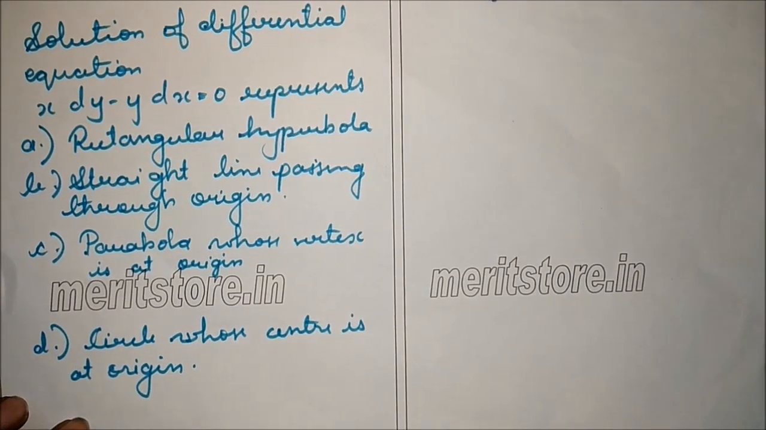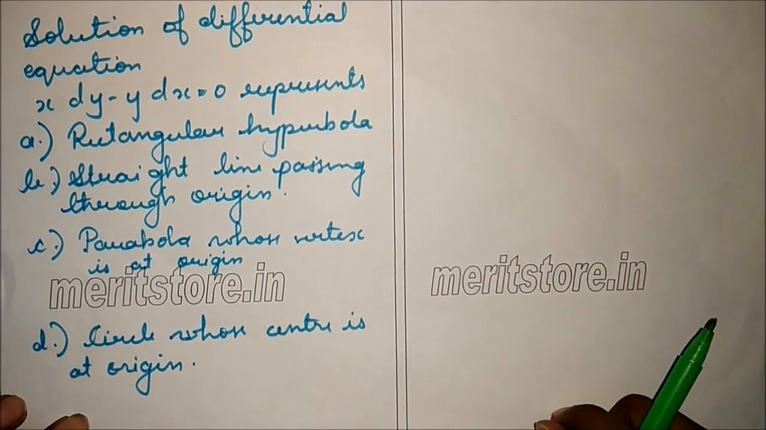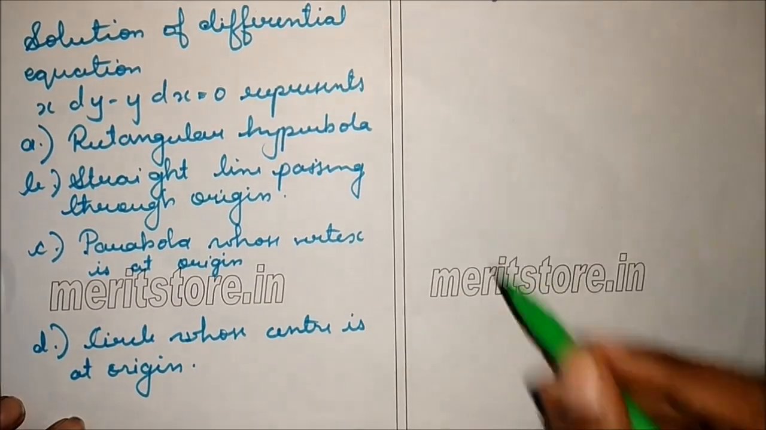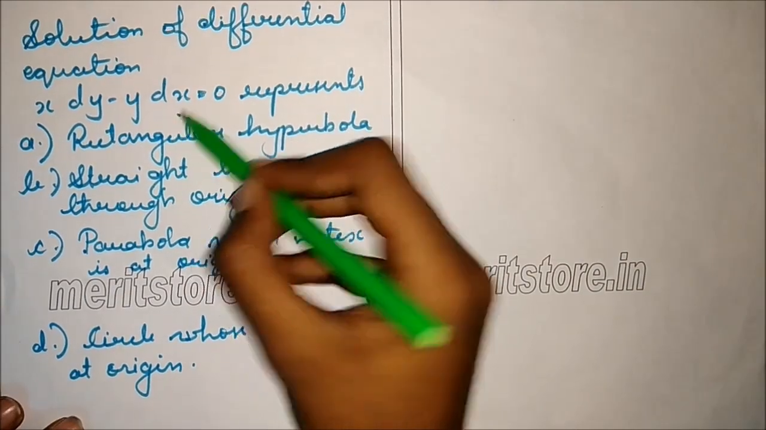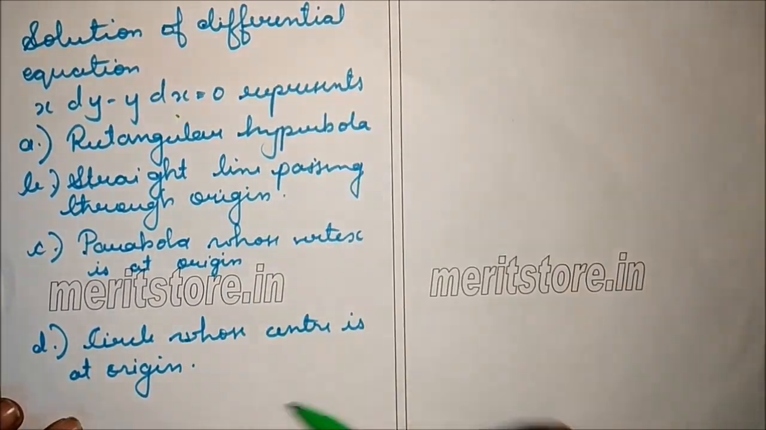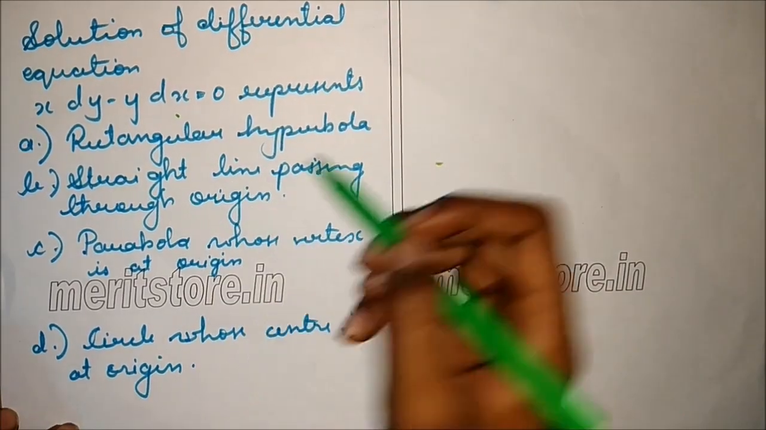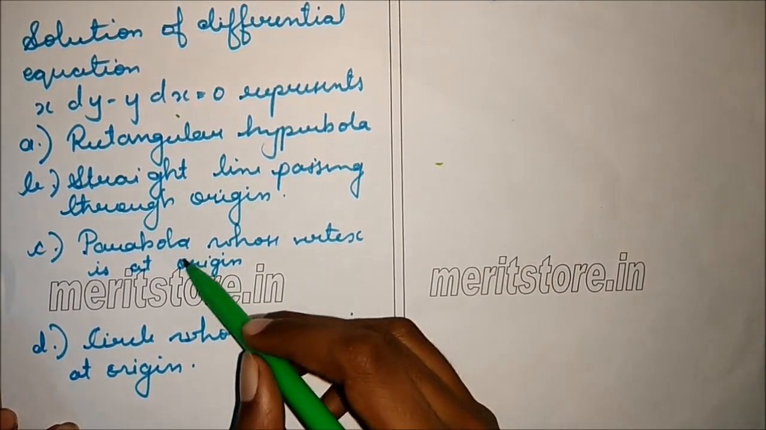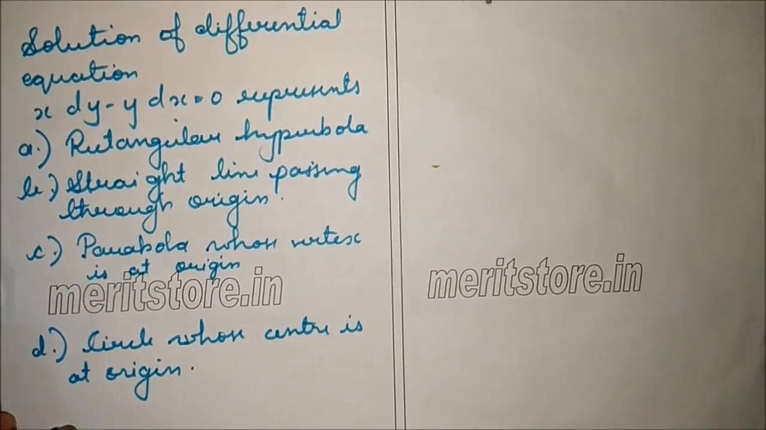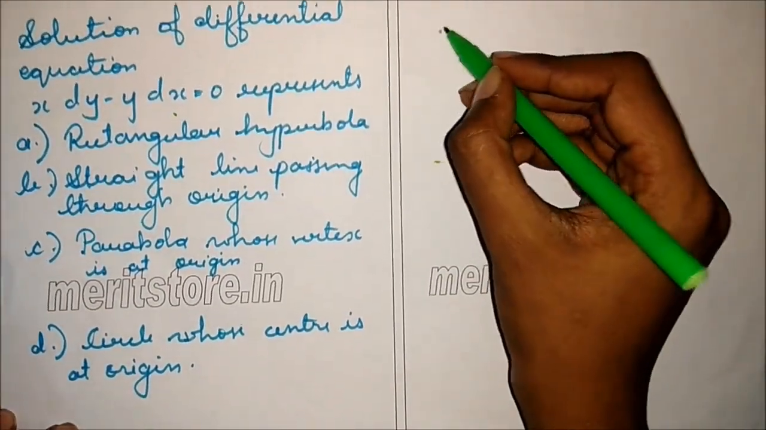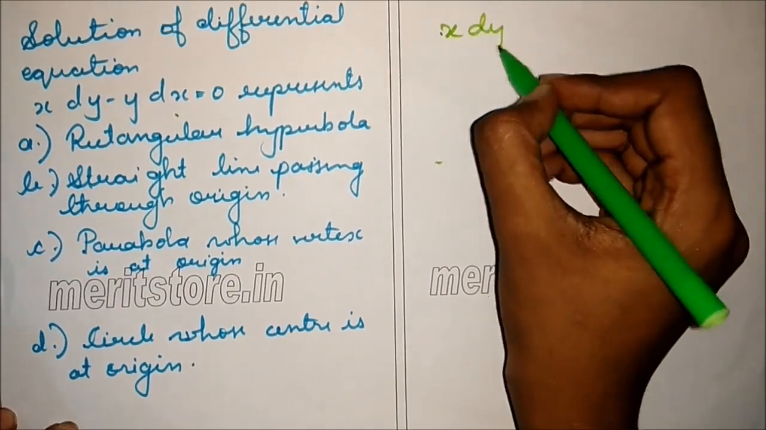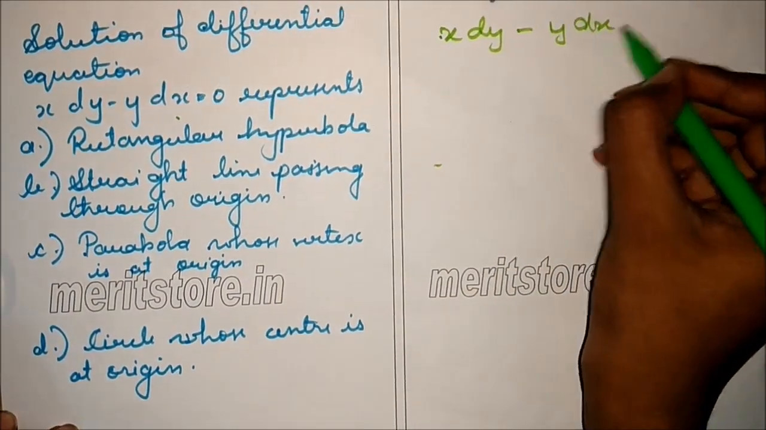The solution of the differential equation x dy minus y dx equals 0 represents which of the following? So we have to first solve it, then interpret it as per the statements. It can be either a rectangular hyperbola, or a straight line passing through origin, a parabola with vertex at origin, or a circle with center at origin. So first we will solve the differential equation, which is x dy minus y dx equals 0.